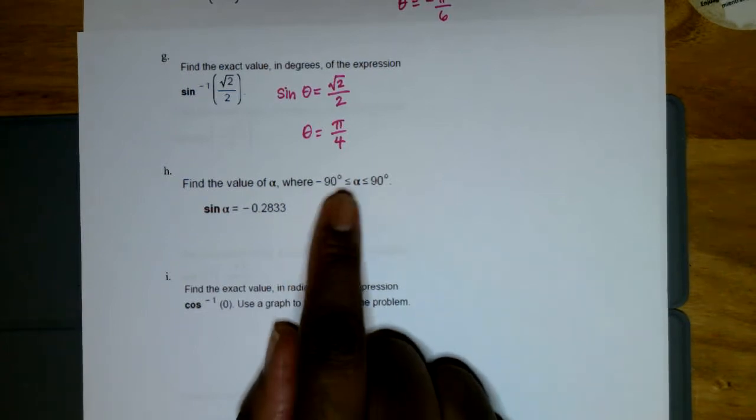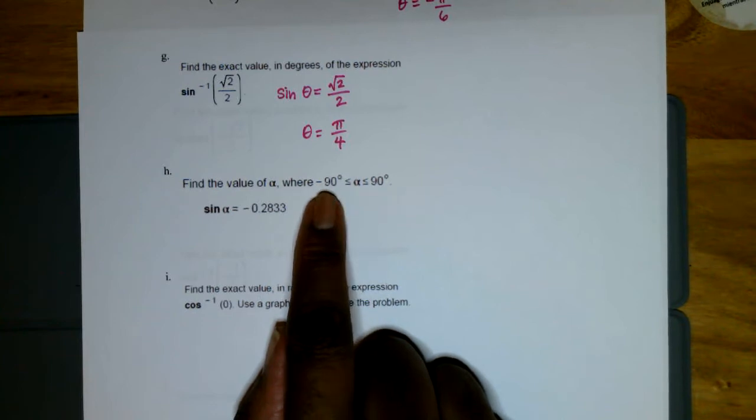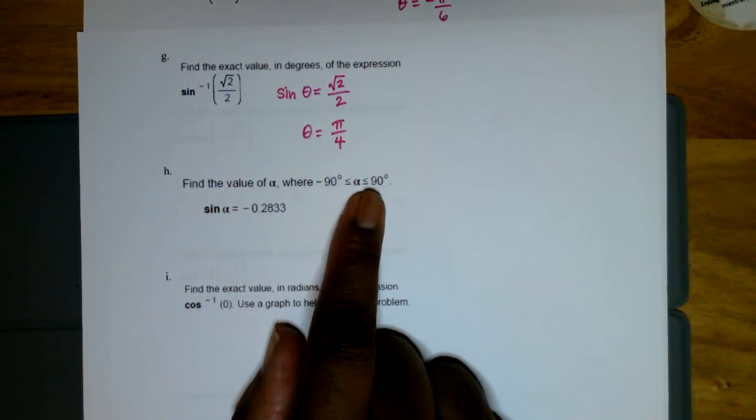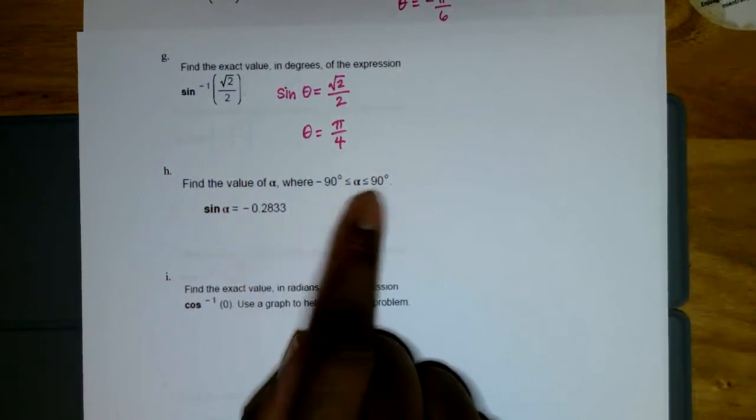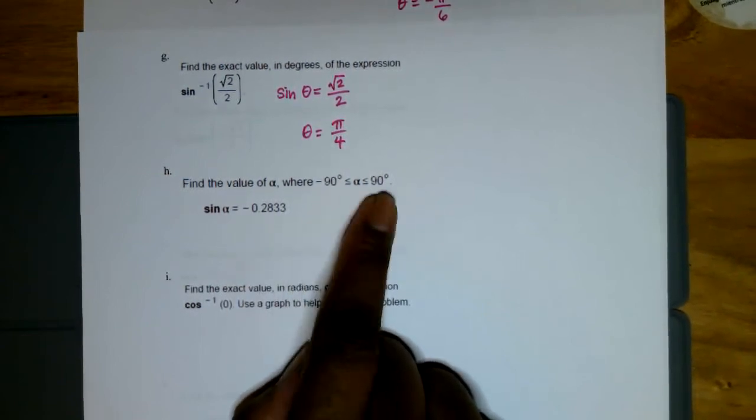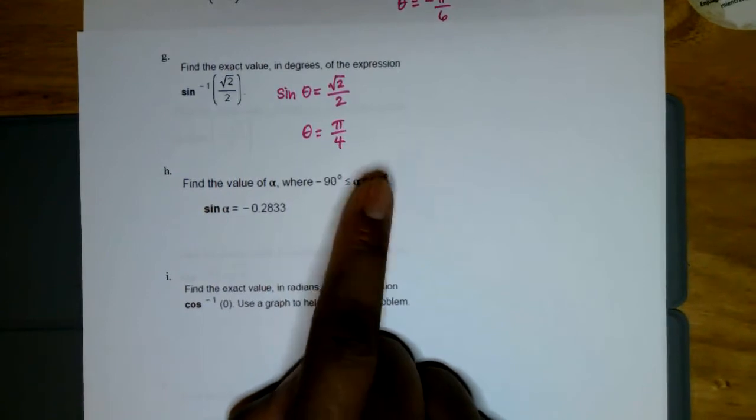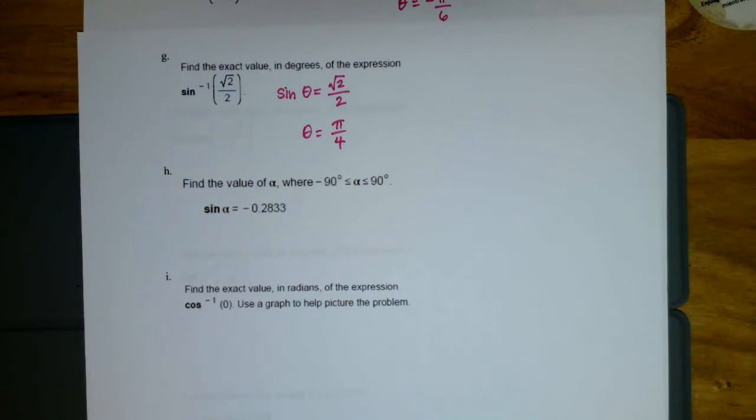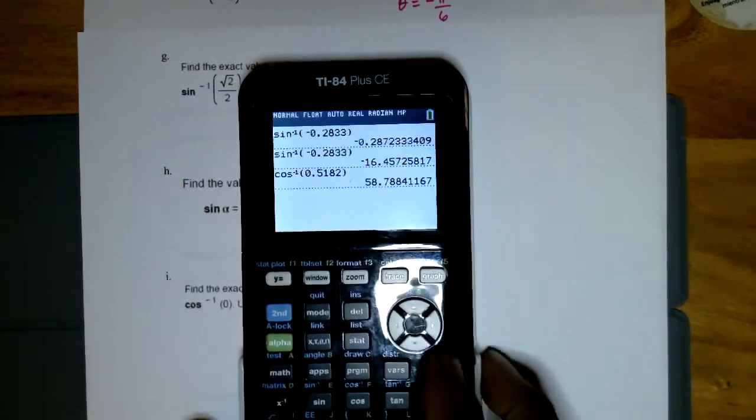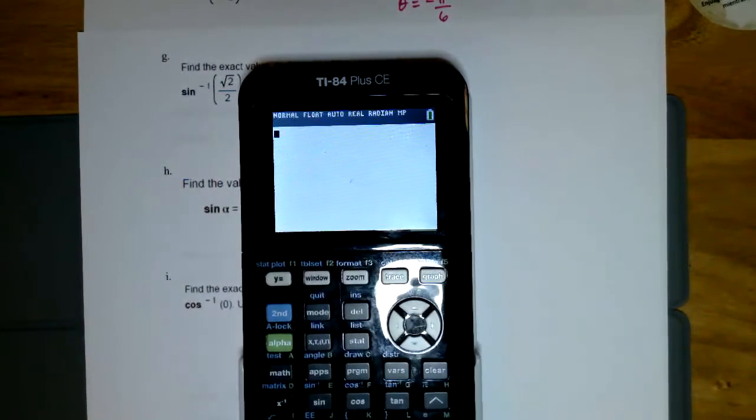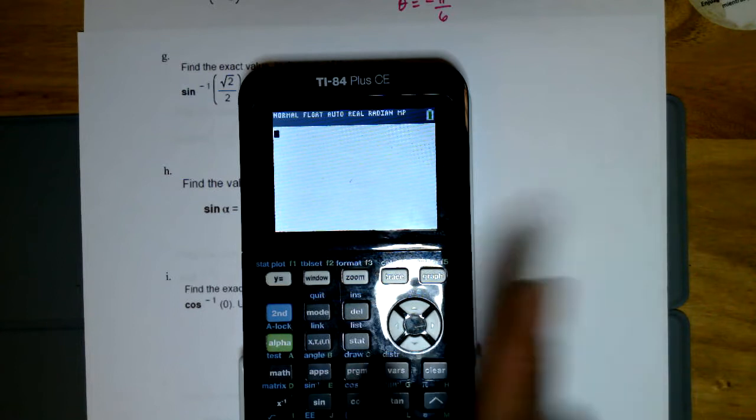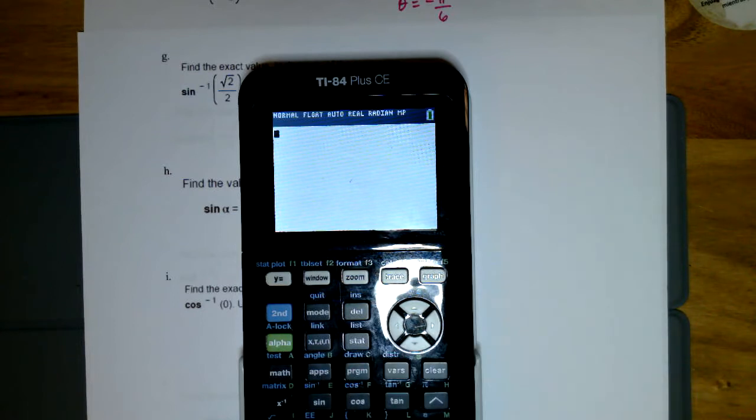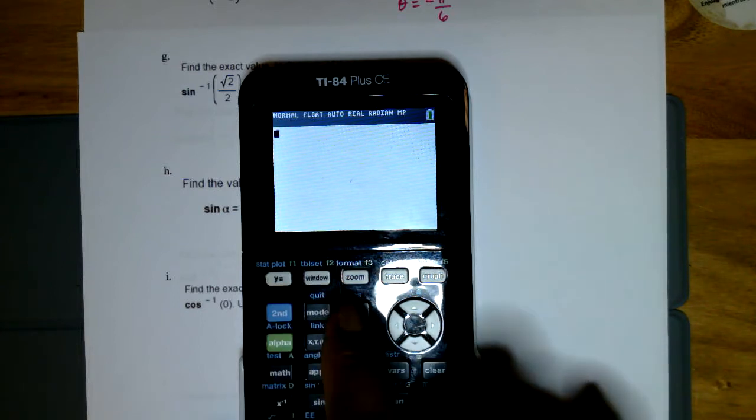Now here the restriction is that alpha is going to be an angle between negative 90 degrees and positive 90 degrees. So our answer has to be in degrees here because of these restrictions, not radians. So if you're going to use your graphing calculator for this, make sure you do this.